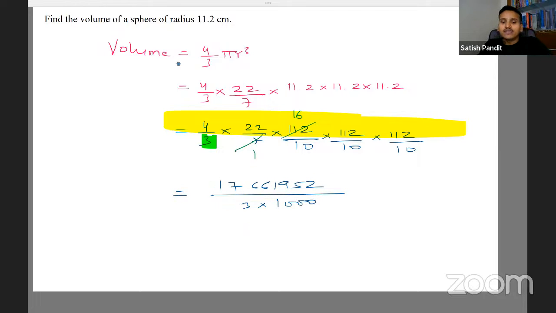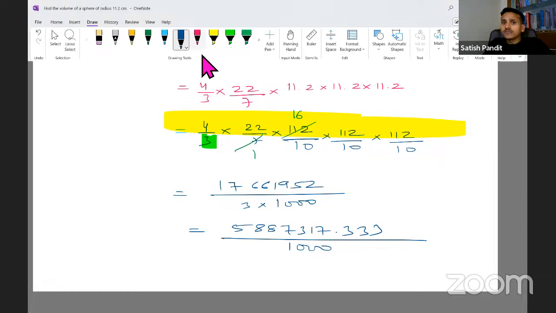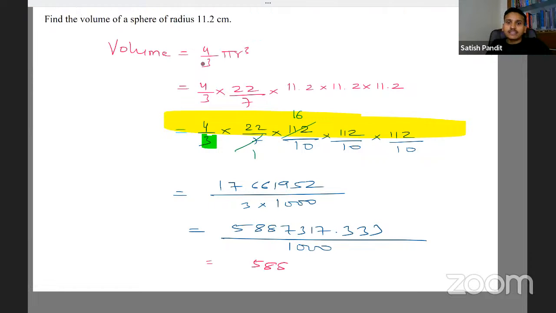Why? Because I'll divide this by 3 and then I'll put the decimal places. So if you divide by 3, you'll actually get 5887317.333 like that, divided by 1000. Now, since we have 1000 in the denominator, we can put 3 decimal places to the left. So it will become 5887.317 centimeter cube. Yes or no, everyone?